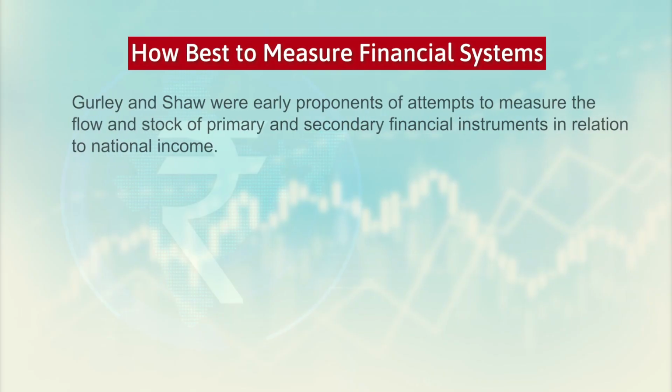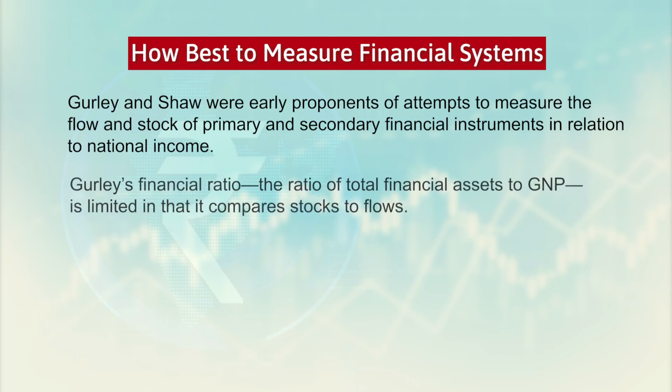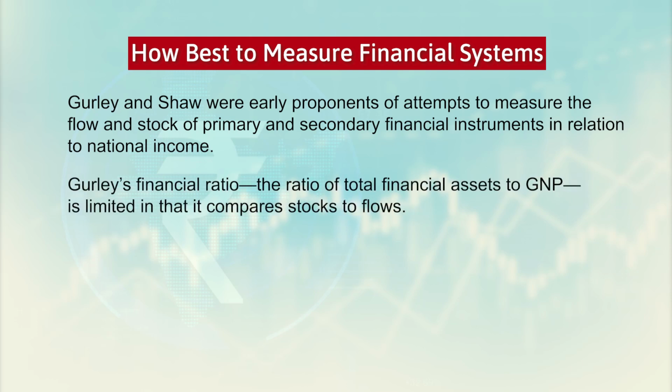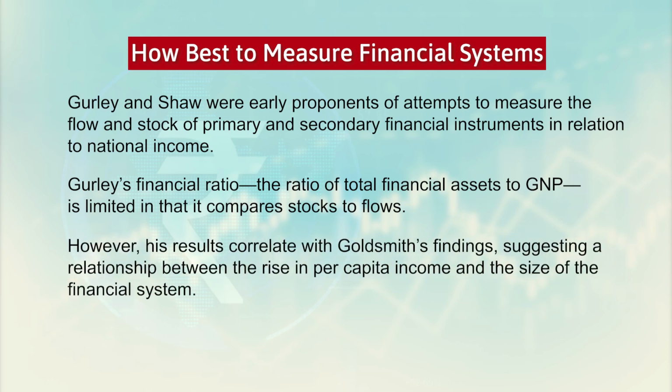Gurley and Shaw were early proponents of attempts to measure the flow and stock of primary and secondary financial instruments in relation to the national income. Gurley's financial ratio, which was called the ratio of total financial assets to GNP, is limited in that it compares stocks to flows. However, his results correlate with Goldsmith's findings, suggesting a relationship between the rise in per capita income and the size of the financial system.